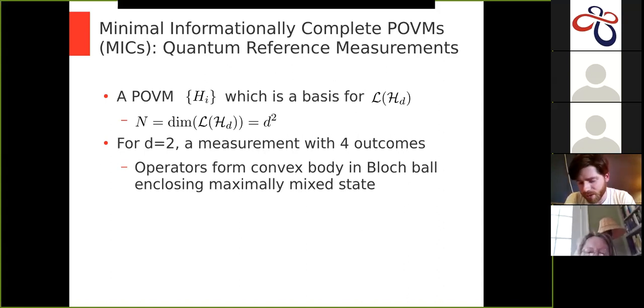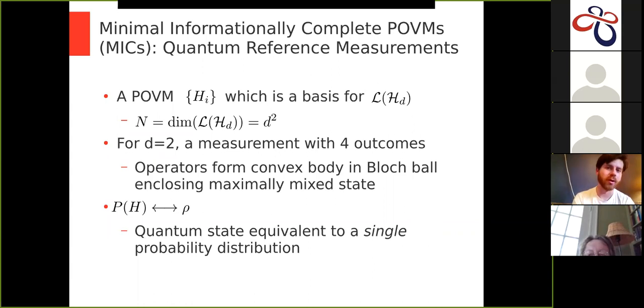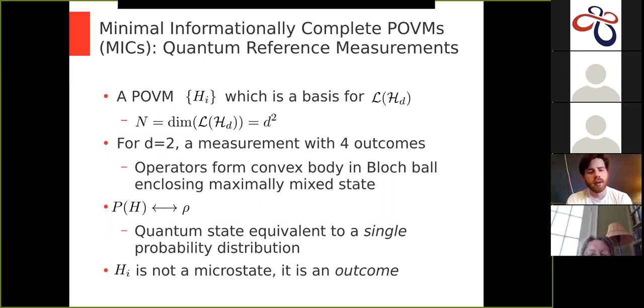As operators, they will have to form a convex body if you represented them in the Bloch ball, which encloses the maximally mixed state. The reason for that is because otherwise it wouldn't be able to add to the identity. You may have heard a quote sometimes attributed to Schrödinger that a quantum state is a catalog of probabilities or expectations. Well, actually, if you have a probability distribution for a MIC, that one probability distribution is equivalent to a quantum state. All of the information of a density matrix is in that one probability distribution, and you can map back and forth between rho and P of H. Of course, in all of this, the outcome, as I said earlier, is not a microstate, it's an outcome.